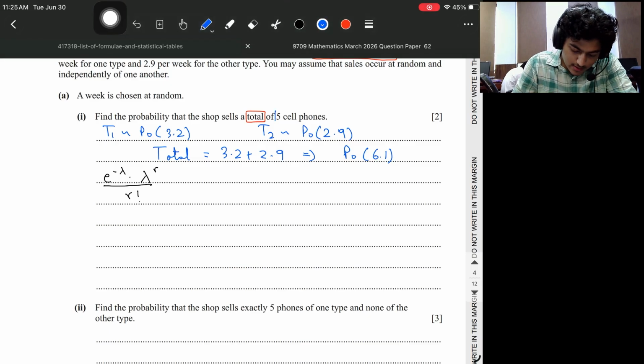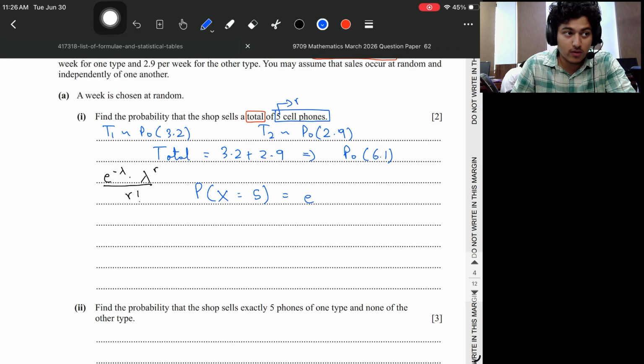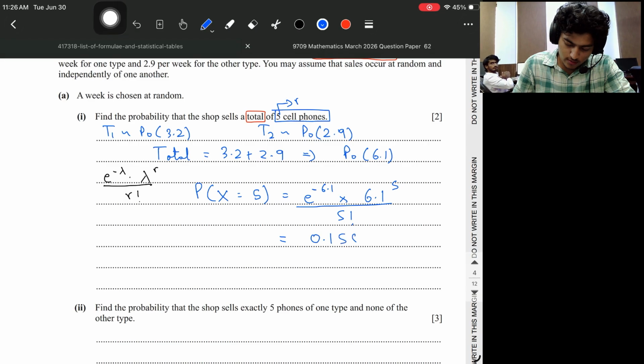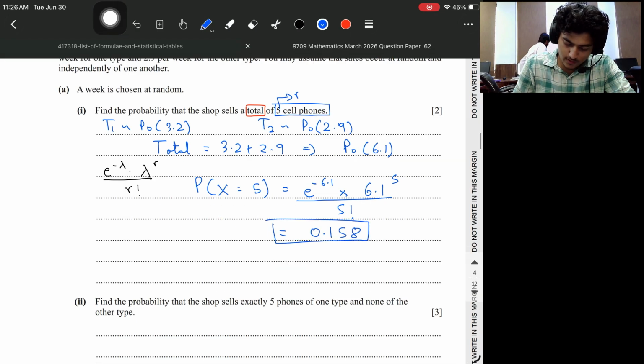Now they have asked us for a total of 5 cell phones. 5 over here is your value of r. So they've asked us for the probability of x equaling 5. That will just be e to the power of negative 6.1, since lambda is what's in the bracket, times 6.1 to the power of 5, because that is the value of r, upon 5 factorial. That's it. It's just plug and play in this part. And if you plug it into the calculator, you'll get 0.158. That's your final answer.